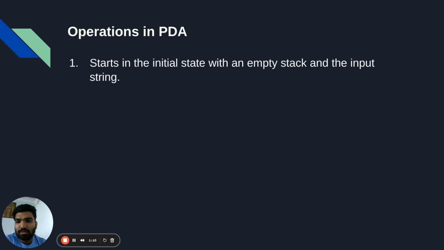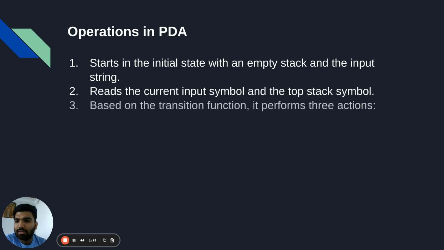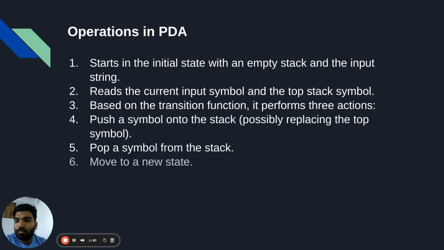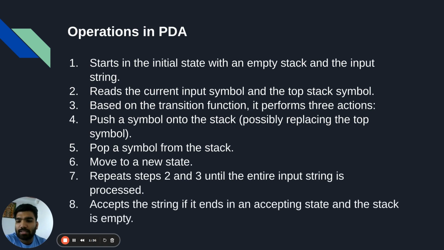First, start in the initial state with an empty stack and the input string. Read the current input symbol and the top stack symbol. Based on the transition function, it performs three actions: push a symbol onto the stack, possibly replacing the top symbol; then pop a symbol from the stack and move to a new state. Repeat steps 2 and 3 until the entire input string is processed, and accept the string if it ends in an accepting state and the stack is empty.